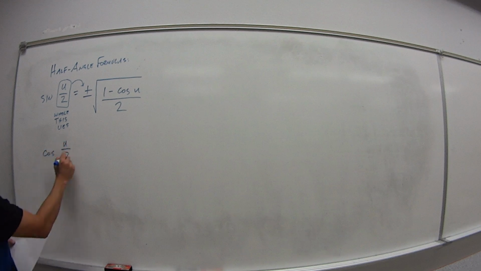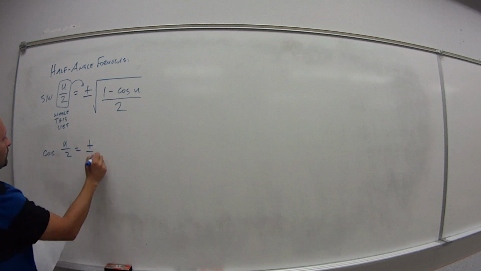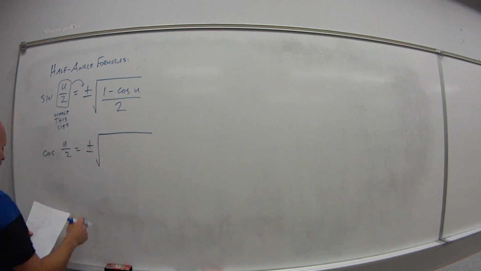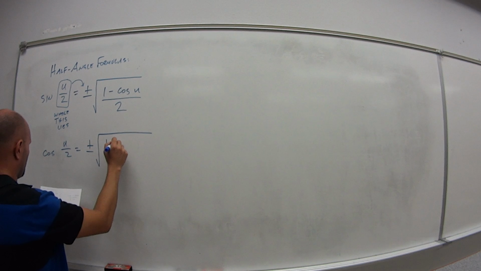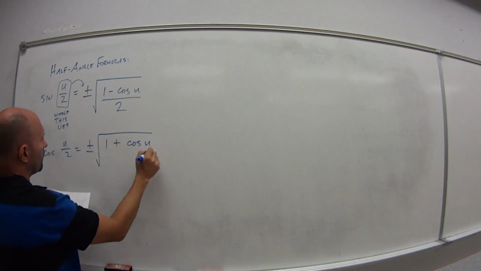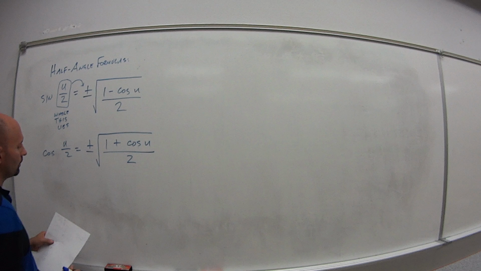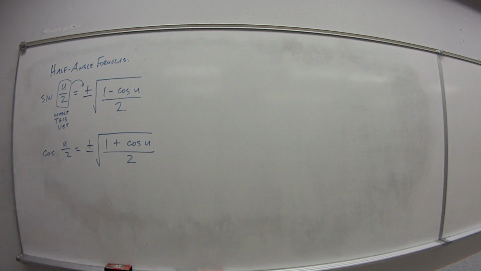Cosine of u over 2, again, plus or minus, same thing, depending which quadrant it lies, is going to be square root of 1 plus cosine of u over 2. So you can see they're almost the same, it's just sine has the negative sign, cosine has the plus sign.